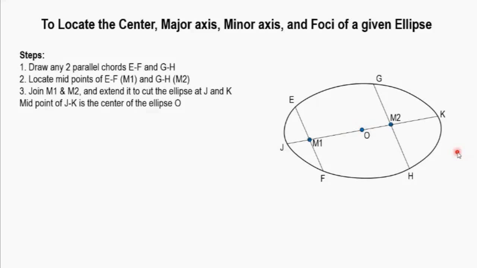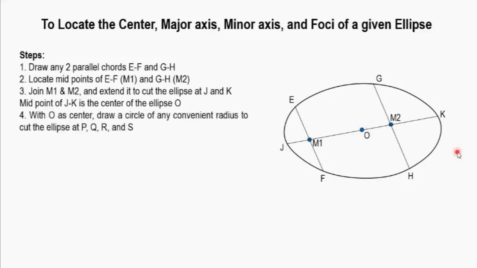Once we locate point O, with O as center, draw a circle of any convenient radius to cut the ellipse at P, Q, R, and S. Now this is important that the radius should be such that the circle that I draw with O as center should cut this ellipse at 4 points. It should not be a very small one like this, or a very large one like this. The diameter of the circle should be such that it cuts the ellipse at 4 points. Any convenient diameter or radius.